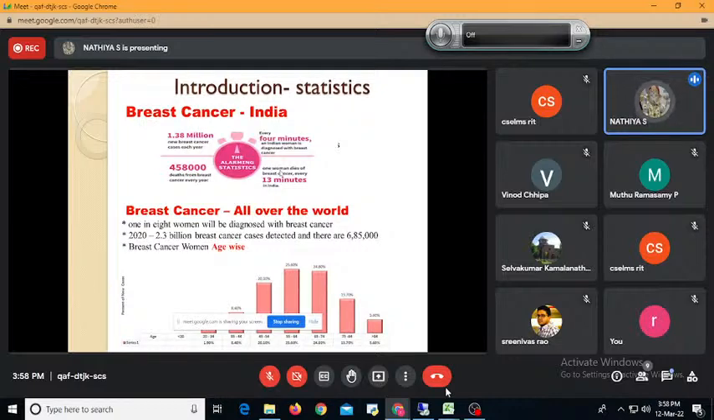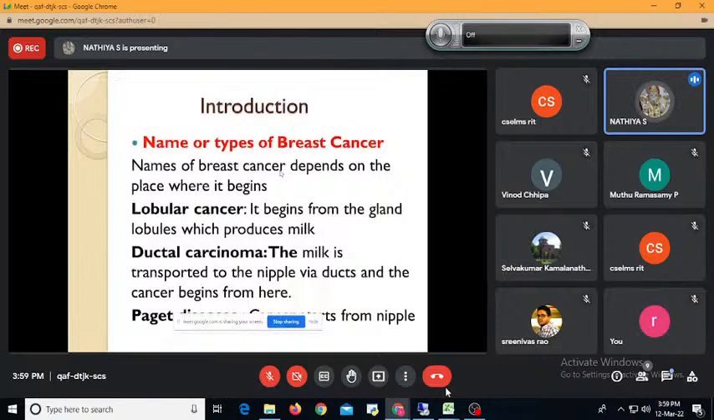In India, it is a very alarming statistic. Every 4 minutes, one woman is diagnosed with breast cancer, and every 13 minutes, one woman dies because of breast cancer. Yearly, nearly 1.38 million people are diagnosed with breast cancer, with 458,000 deaths. All over the world, 1 in 8 women is diagnosed with breast cancer. In 2020, nearly 2.3 million breast cancer cases were detected worldwide, with 685,000 deaths.